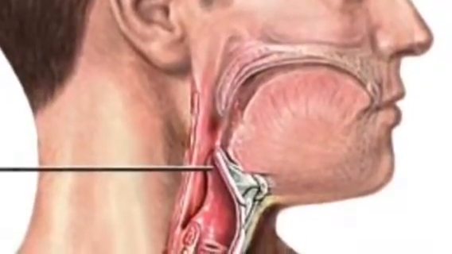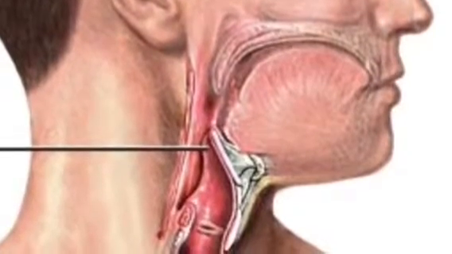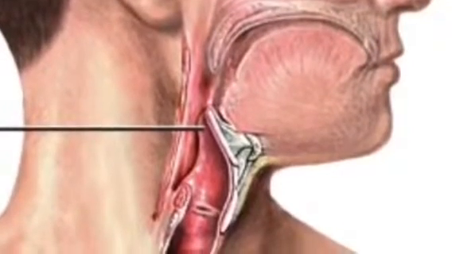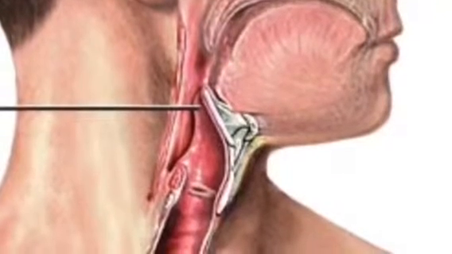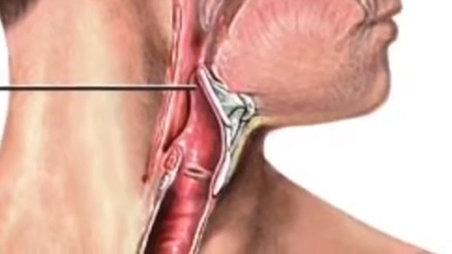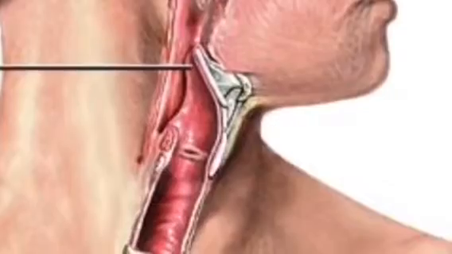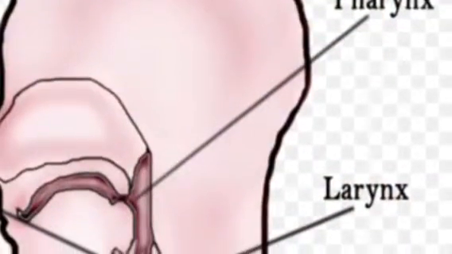This is a piece of cartilage at the entrance of the larynx which covers the opening of the airways. This helps prevent food entering the trachea when swallowing. This is called the epiglottis. Following the epiglottis, the pharynx. This connects the nasal cavity and the mouth to the larynx and the esophagus.